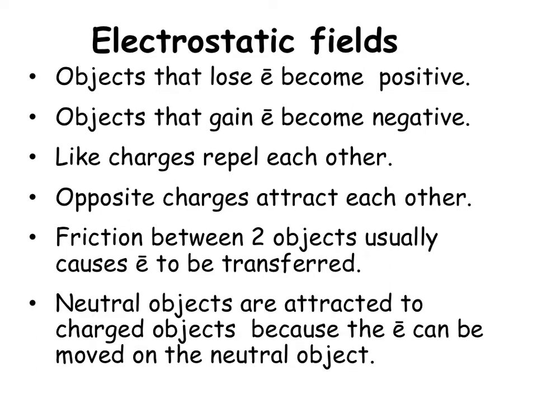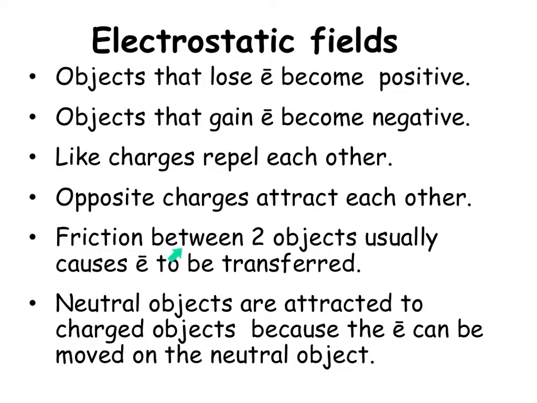We have looked at electric fields in earlier grades, but let's just recap a whole lot of stuff that we can almost take for granted that you already know. Objects that lose electrons become positively charged. Objects that gain electrons become negatively charged. We know that. Like charges repel each other, just like poles of a magnet, and opposite charges attract each other, just like opposite poles of a magnet.